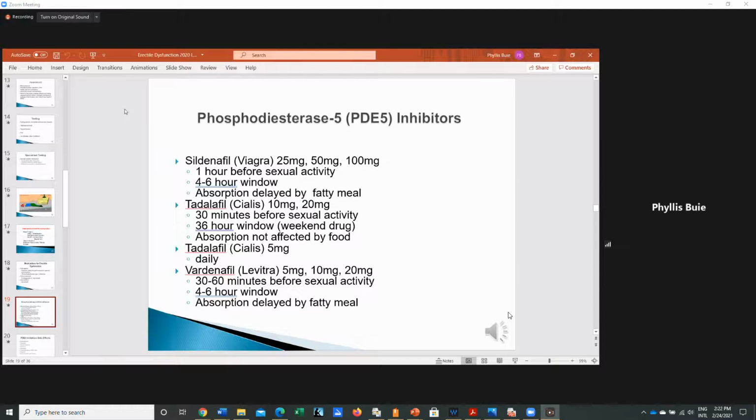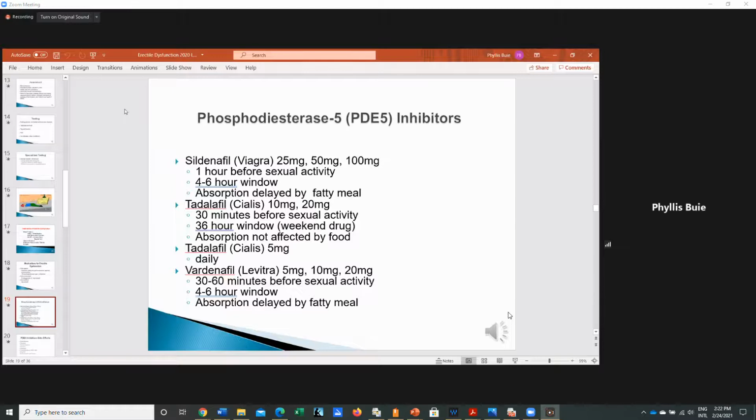Cialis, tadalafil, is usually taken about 30 minutes before the sexual activity. This is one that is called the weekend drug because it has a 36-hour window. And this is also a drug that can be taken in small amounts, like 2.5 milligrams every day, so that you have more spontaneity than you do just taking the 10 or 20 milligrams every Thursday or whatever works for the individual. The absorption of this particular medication is usually not affected by food intake.